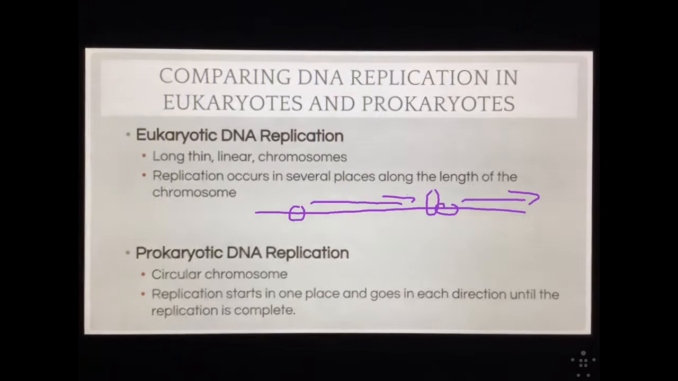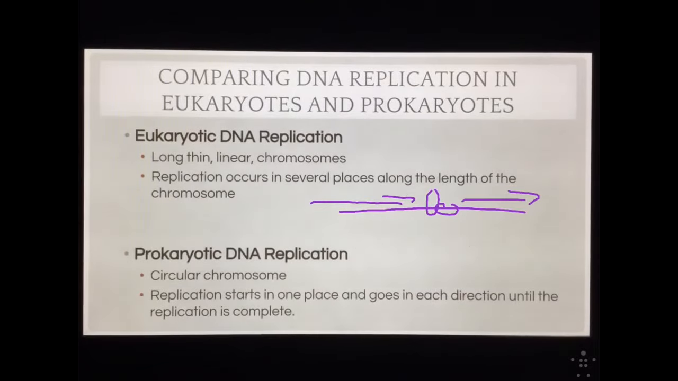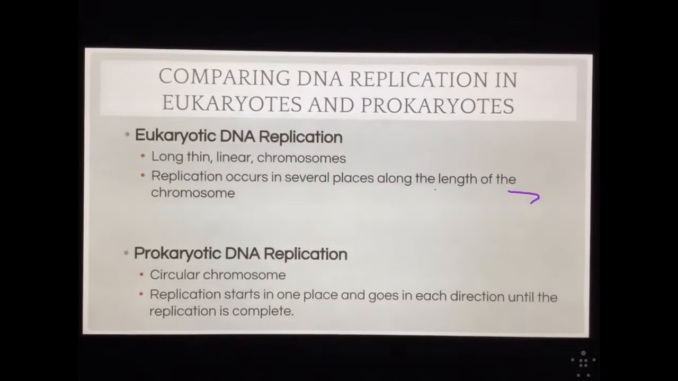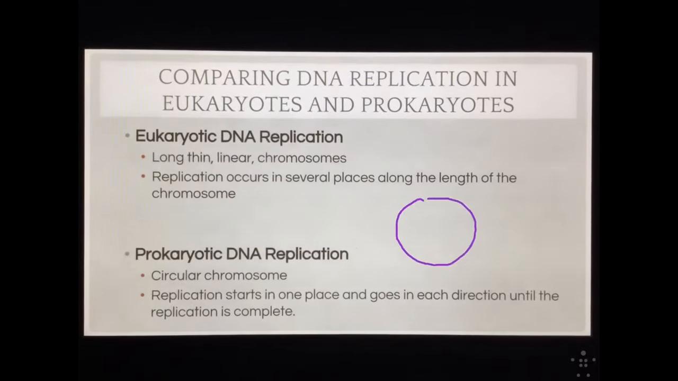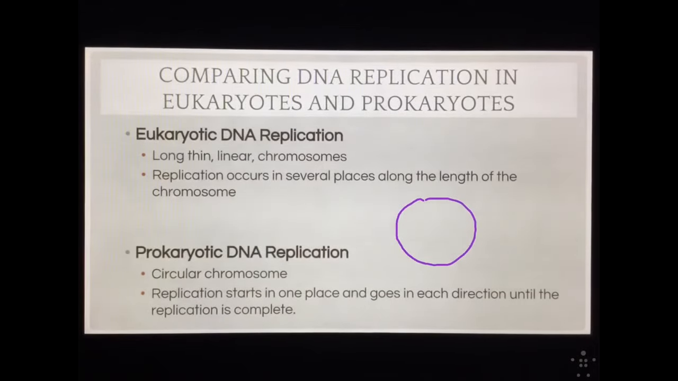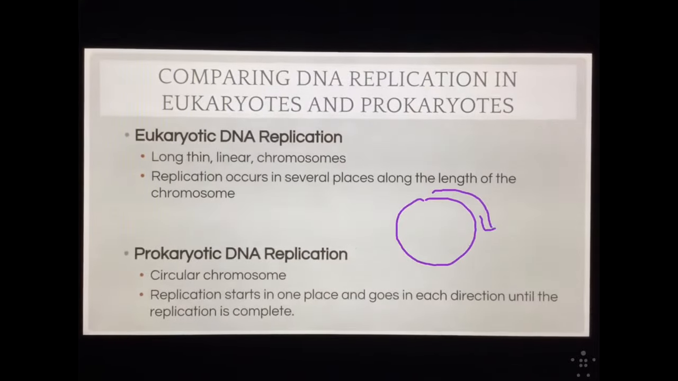Now I can already see some hands going up and think, well, how's this any different than maybe prokaryotic replication? Yep, all right, well, we're getting there. So prokaryotic DNA replication, like in a bacteria, their DNA is not linear like ours. It's actually circular, like this. All right, so replication starts in one place and goes in each direction until the replication is complete. So it would start in this direction and also in this direction.